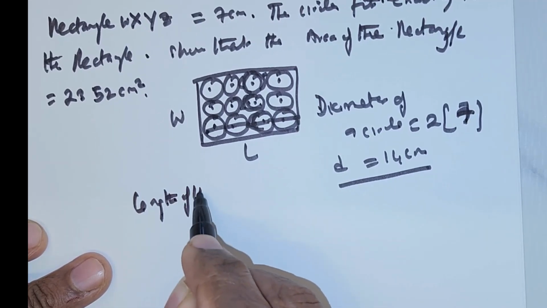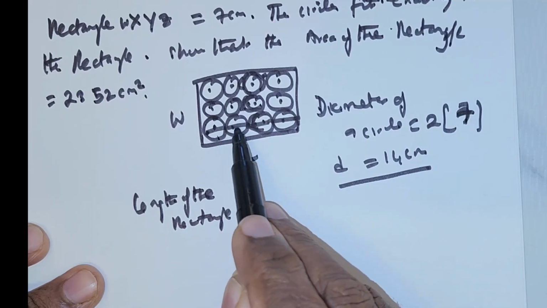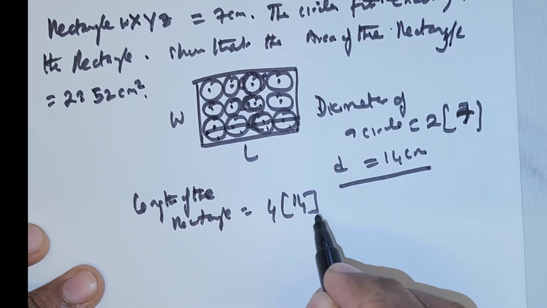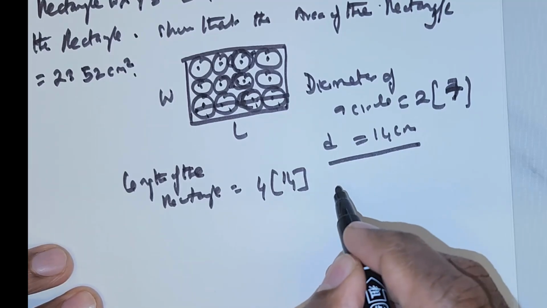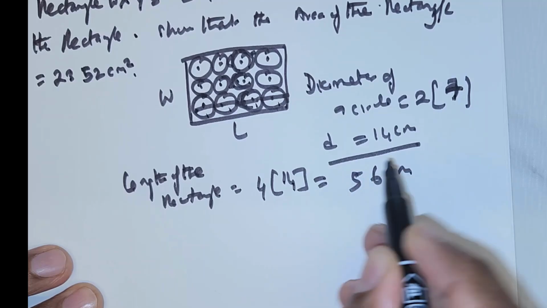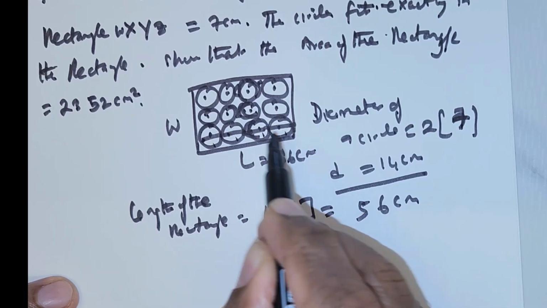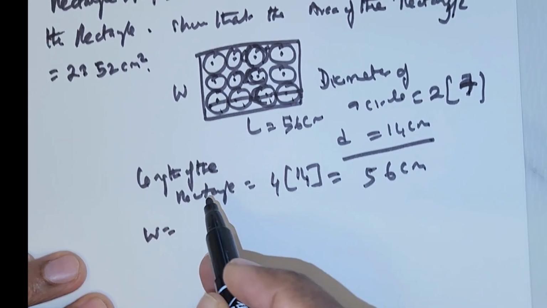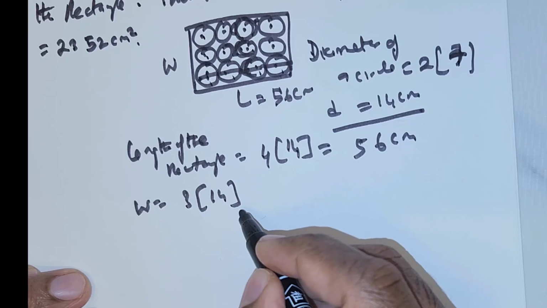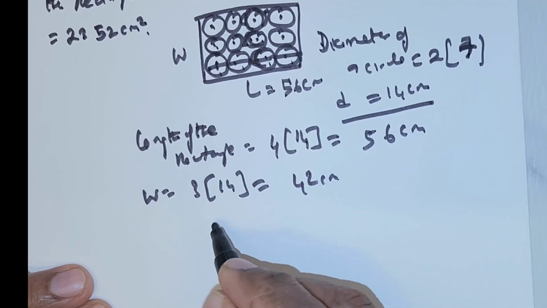So the length of the rectangle is equal to, how many circles are there? 1, 2, 3, 4 circles, and each diameter is of length 14 units. So 4 fours are 16, 4 ones are 4, 5, 56 cm. L is 56 cm. Now the width is equal to how many circles? 1, 2, 3 circles, and each circle's diameter is 14 units. So 3 fours are 12, 3 ones are 3, 42 cm.